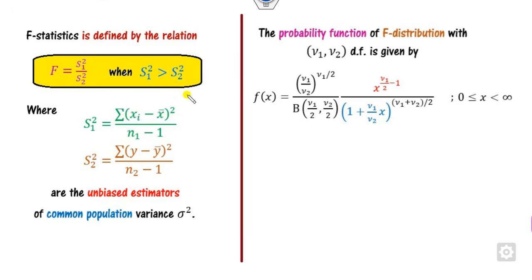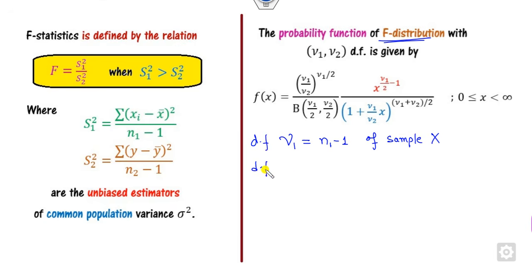Now, this is the F statistic, which is the ratio of the two variances, and it follows the F distribution with the probability density function given here. What are nu1 and nu2? This is nothing but the degree of freedom of the sample x.